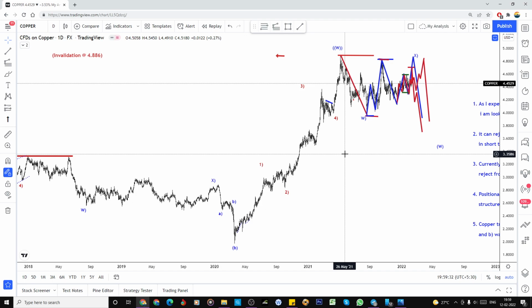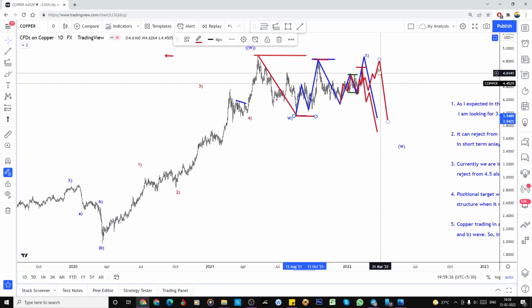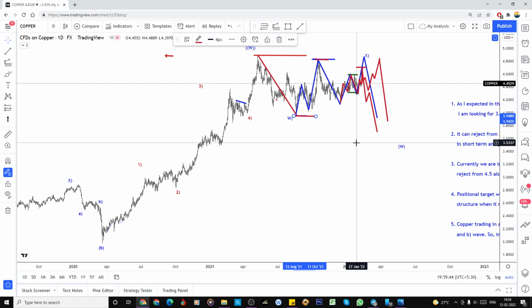All the commodities, gold, silver, copper, I'm expecting to the downside, and crude and the stocks going to the upside. So my target in crude is 115. That we will see later, right?